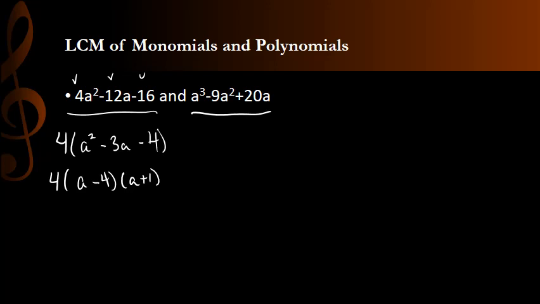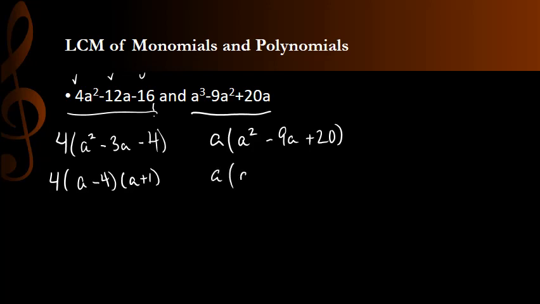Let's look at this next polynomial. I've got a cubed minus 9a squared plus 20a. And I see the variable a in each of those three terms, so I could factor an a out of here to get this down to a quadratic that is more easily factorable. So I've got a squared minus 9a plus 20. And now I want to factor this quadratic, a squared minus 9a plus 20.